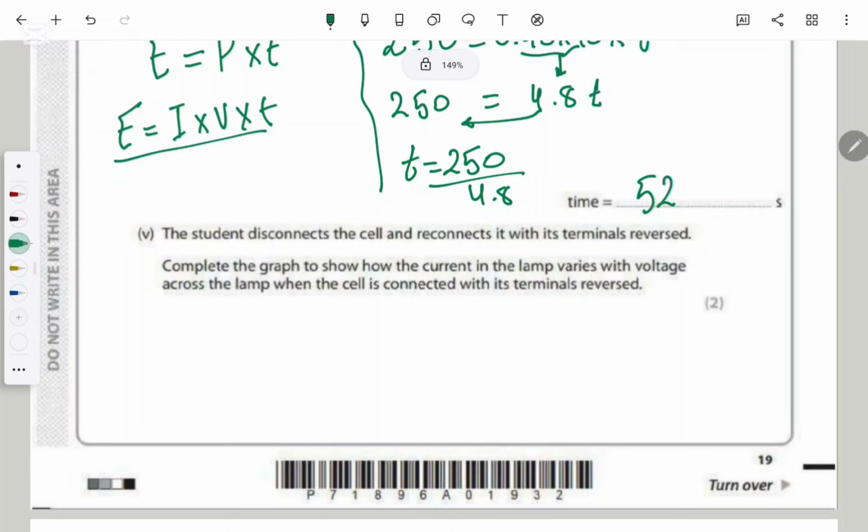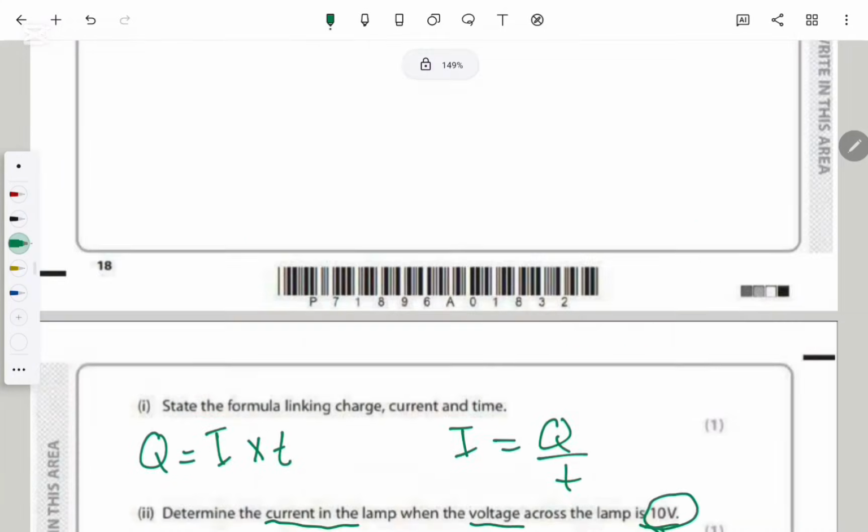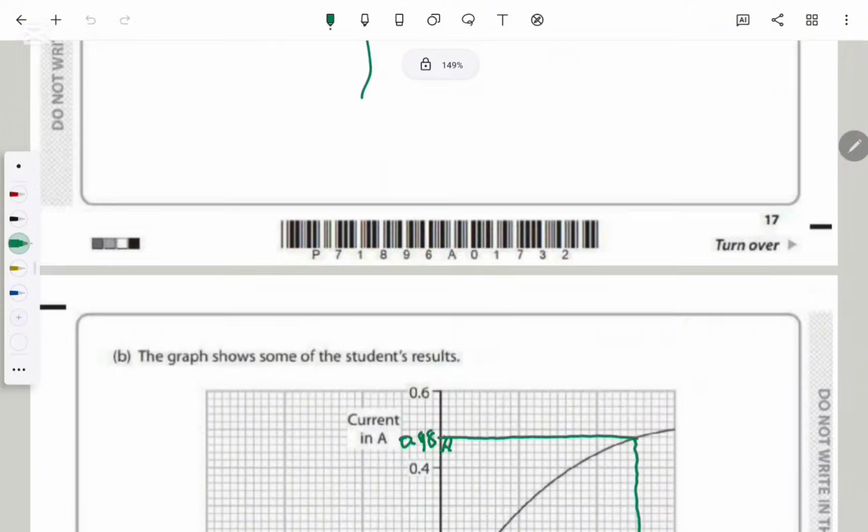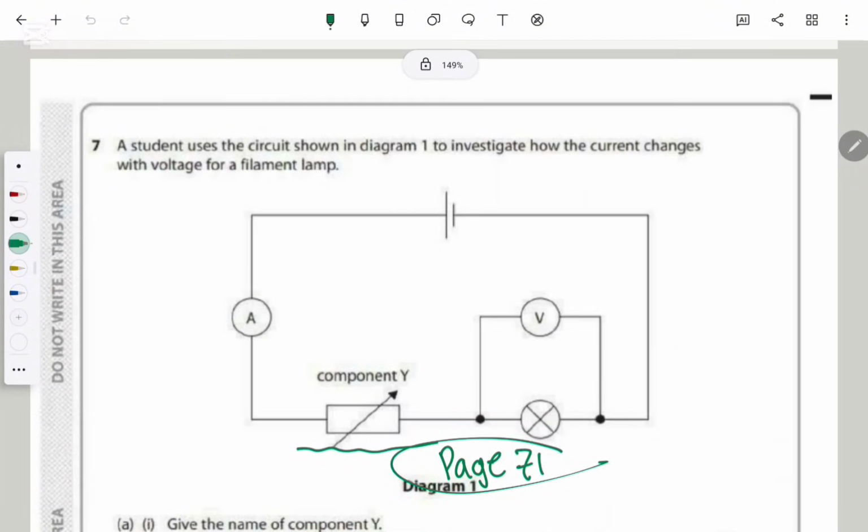The student disconnects the cell and reconnects it with terminals reversed. Complete the graph to show how the current in the lamp varies with the voltage across the lamp when the cell is reversed. This is a tricky question right here. Basically he disconnects it as mentioned on top and connects them in reverse, meaning that instead of the current moving in this way, it will start moving in that way.